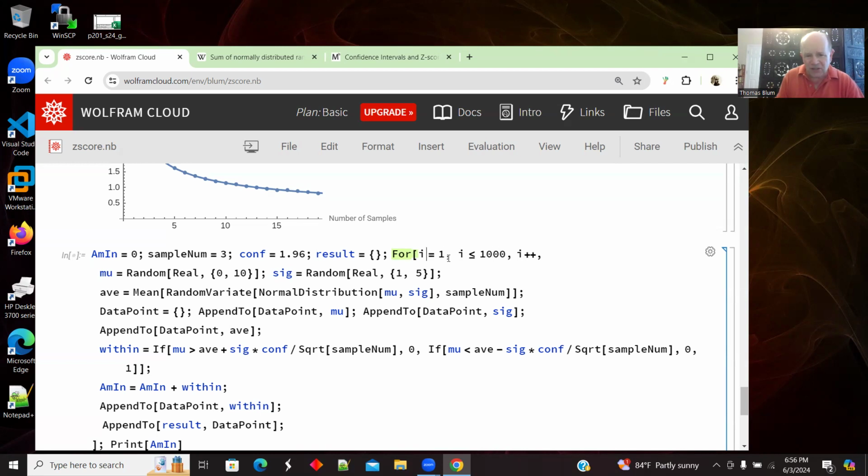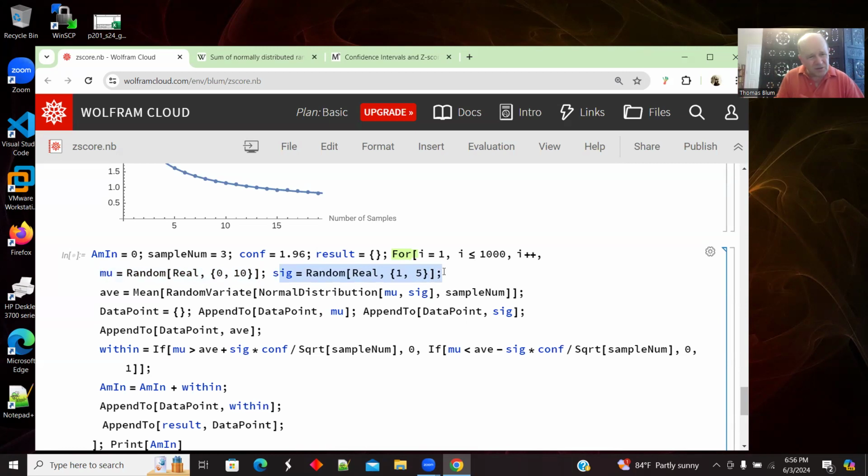Okay, so this is just a centered for loop. Start i at 1, stay in the loop while it's less than or equal to 1,000, incrementing by ones. I am changing mu, so I'm not doing this for a fixed mu. I'm going to keep changing mu, and I'm going to keep changing sigma.